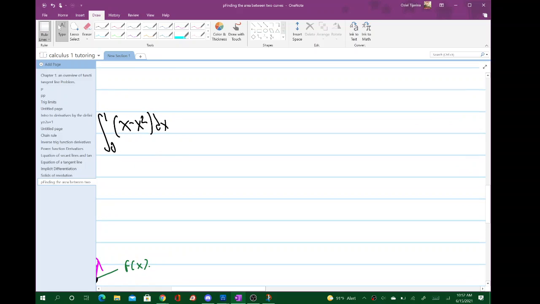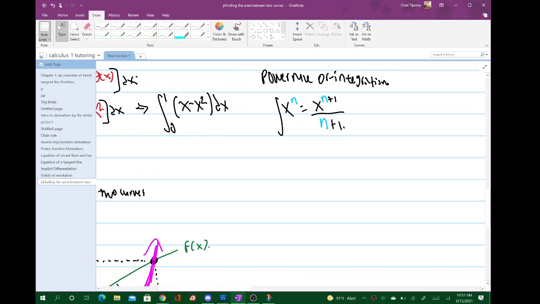If you take the integral using the power rule of integration, the integral of x raised to the n power would be x to the n plus 1 over n plus 1. So then this is equal to x squared over 2 minus x cubed over 3, from 0 to 1.